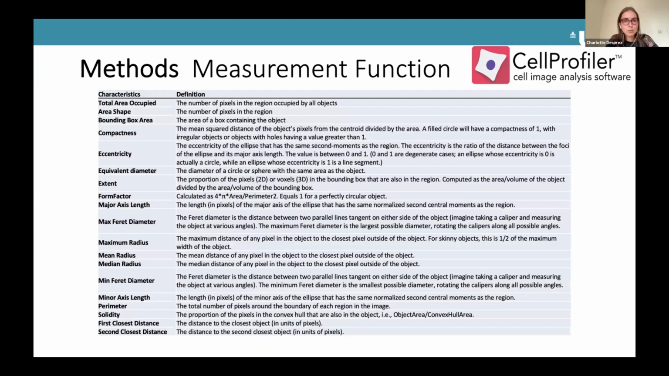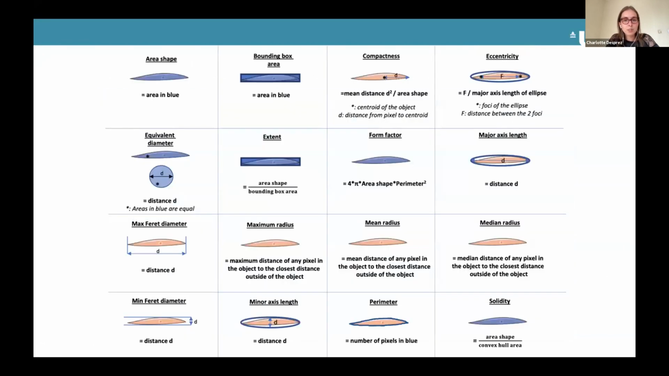With the measurement function, we were able to have a lot of features to study for our cells, and we focused only on the shape of the cells. For example, we studied the surface area shape, the compactness, the eccentricity, which tells whether the cell is more like a circle or more like an ellipse, the major axis length, the minor axis length, and also the distance between our cells. So here is another representation of the different features that we can use.